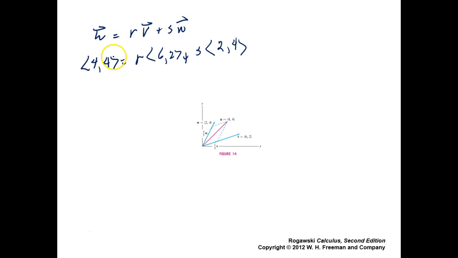And what do you have? Let's write it down. I'm going to reverse sides of this, but you do your vector additions and scalar multiplications just like normal. That'd be 6r plus 2s is equal to 4. There's an equation, right? Your x components. 6r plus 2s is equal to 4. Right?